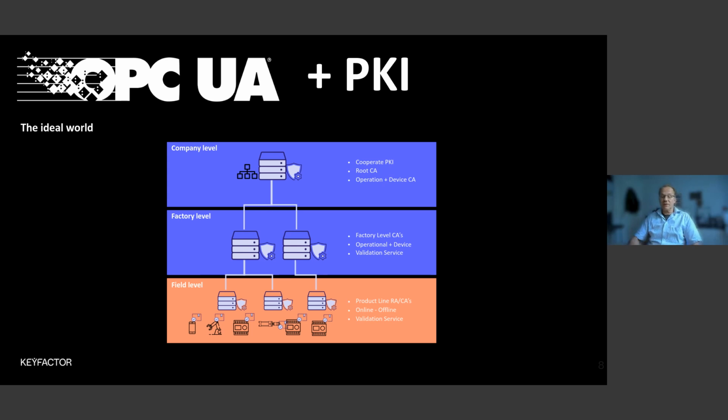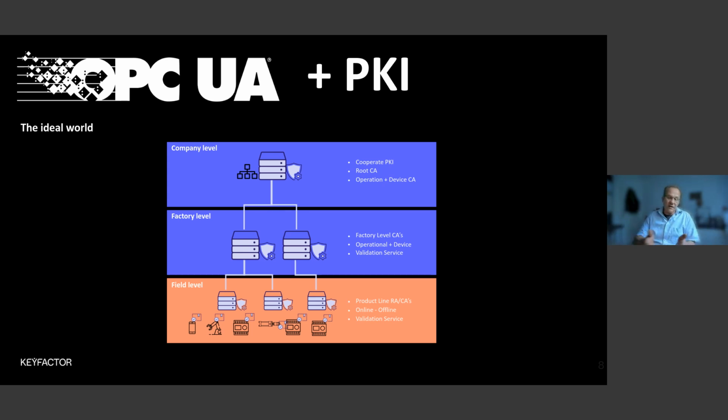And then we are going down into the field level. And here we need functionality like product line RAs and CAs, so issuing certificates to a device during production, managing or issuing transport layer security certificates on demand, and renewing these. You have to adopt an online or offline concept, because sometimes you cannot be online or you cannot be connected to your factory level, or other levels with your CAs that you are operating on the field level, because of your network segmentation, because you're not allowed to communicate with other networks outside your OT environment.